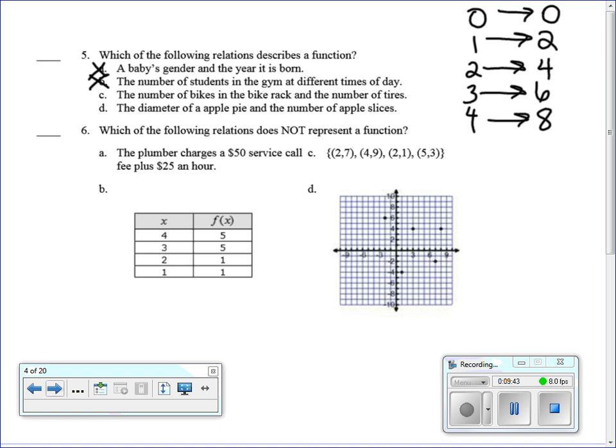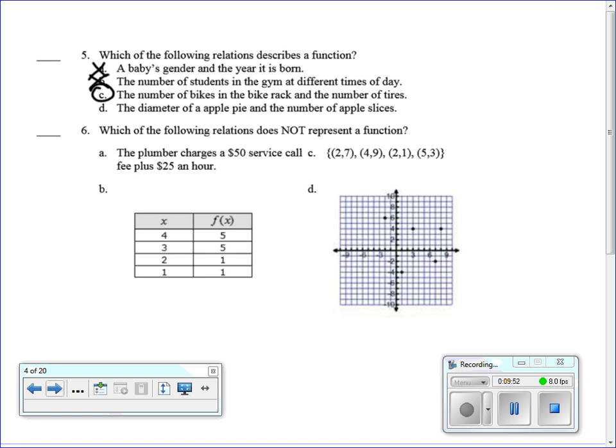So C would be a function. When you look at D, where it says the diameter of apple pie and the number of apple slices, well, I can have a diameter of 2 inches, a diameter of 3, a diameter of 4, a diameter of 5. What this does not do is affect the number of slices. The diameter of my pie does not affect the number of slices that I can cut it into.